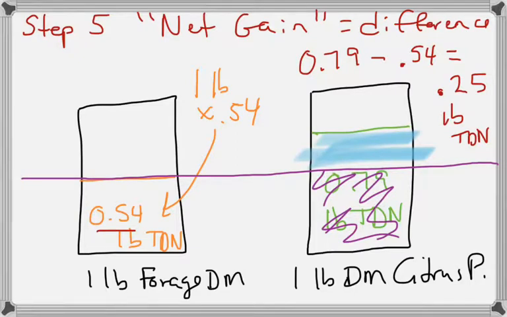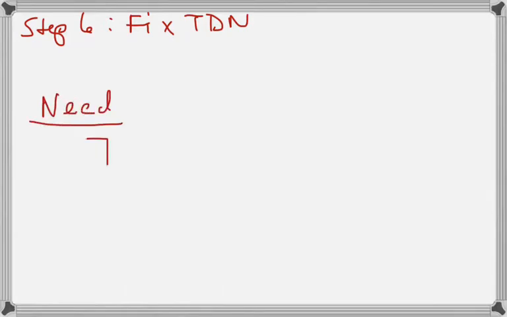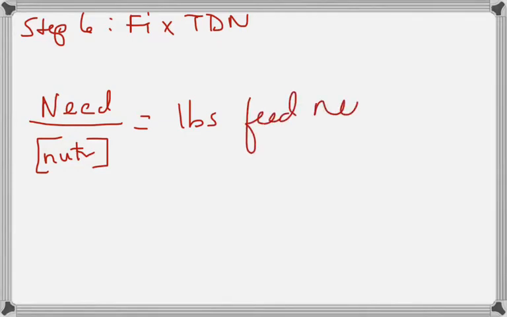Once we have this net gain determined, the net gain is this number right here. We're going to be able to go to step 6. Step 6 is to fix the TDN deficiency. We're going to fix that first deficiency that we've got. This goes back to an equation that we've seen several times. Do you remember when we talked several weeks ago that if you have a need of some kind and you divide it by the concentration of a nutrient, that gives you the weight, in this case our pounds of feed needed?